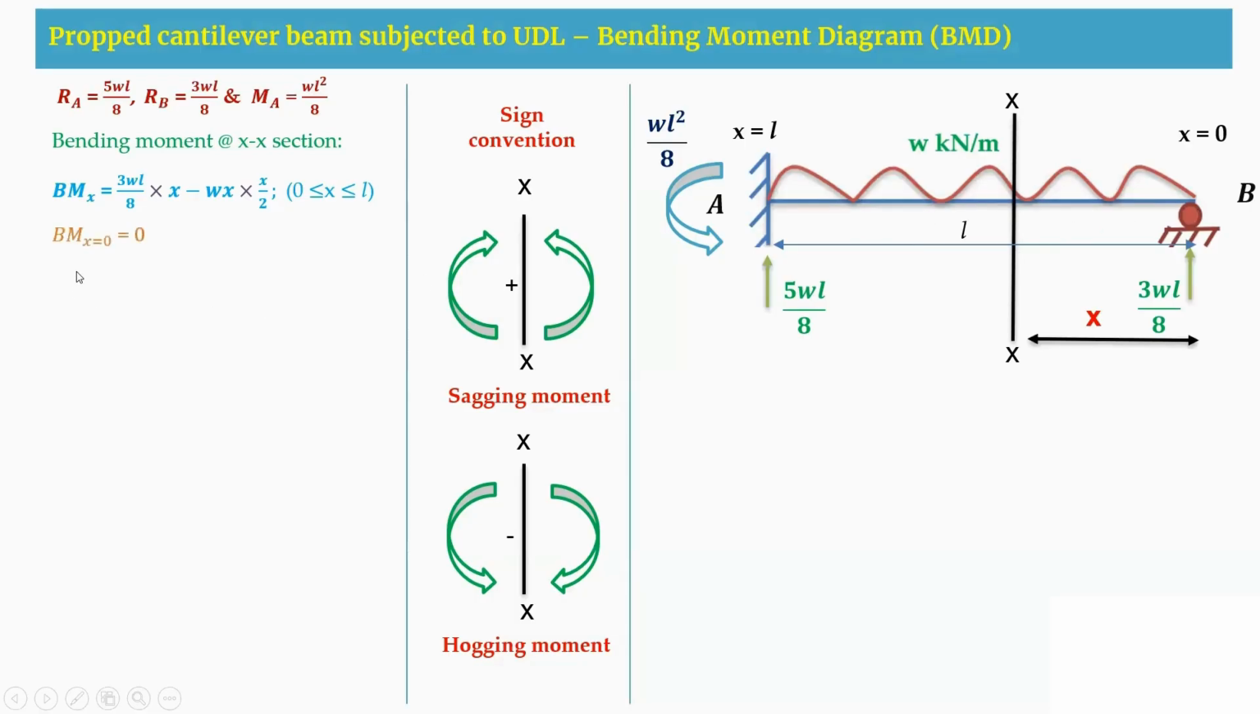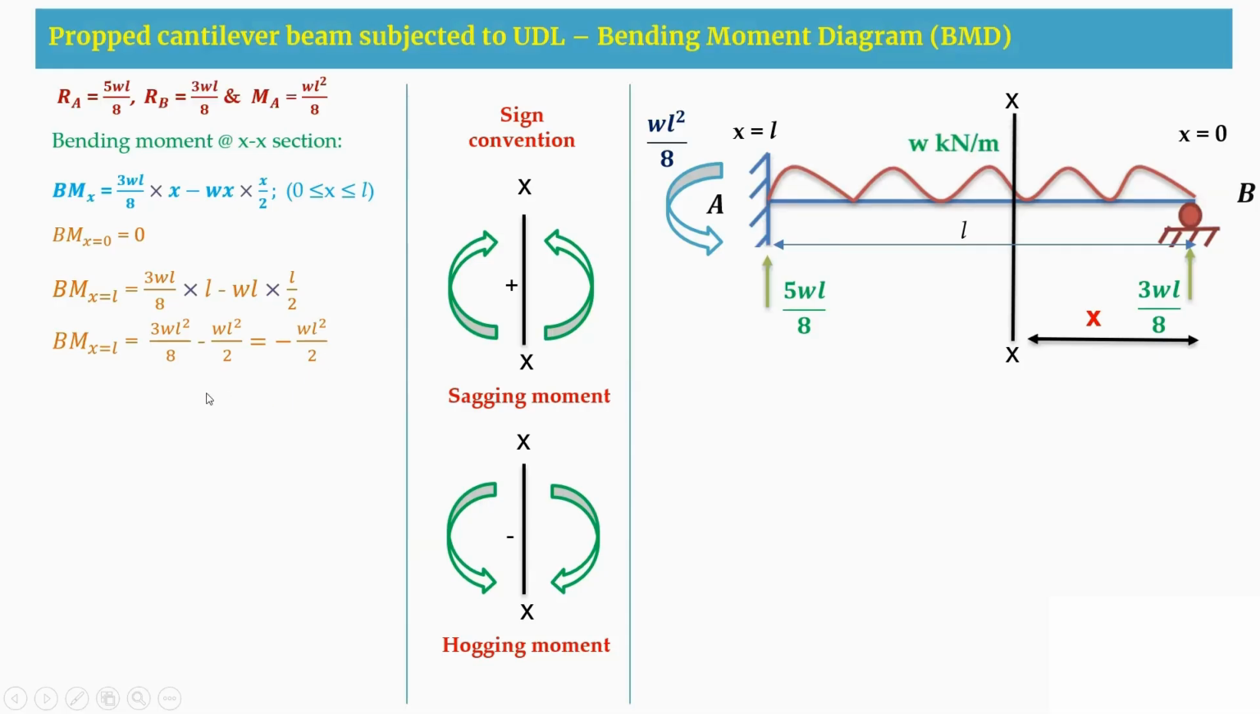Now we are going to substitute. Bending moment at X is equal to 0 will be 0. And at X is equal to L, when we substitute and simplify the above equation, you are going to get minus WL square by 2. So now, to draw a bending moment diagram, we know at X is equal to 0, it is 0, and at X is equal to L, you are getting a negative value of minus WL square by 2.